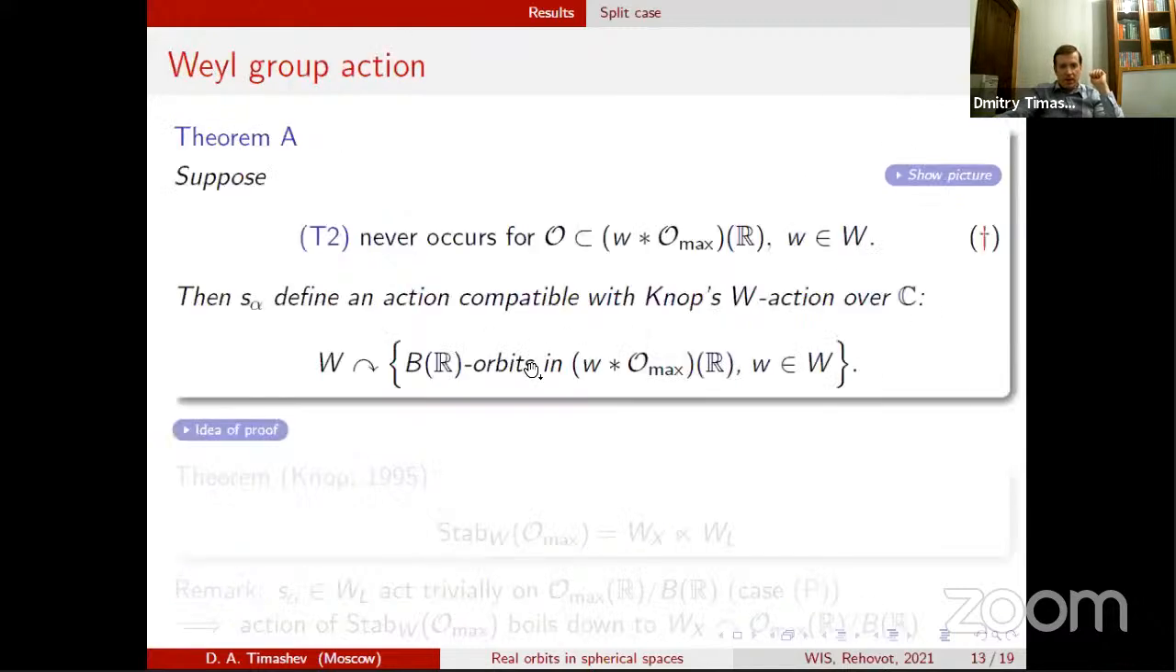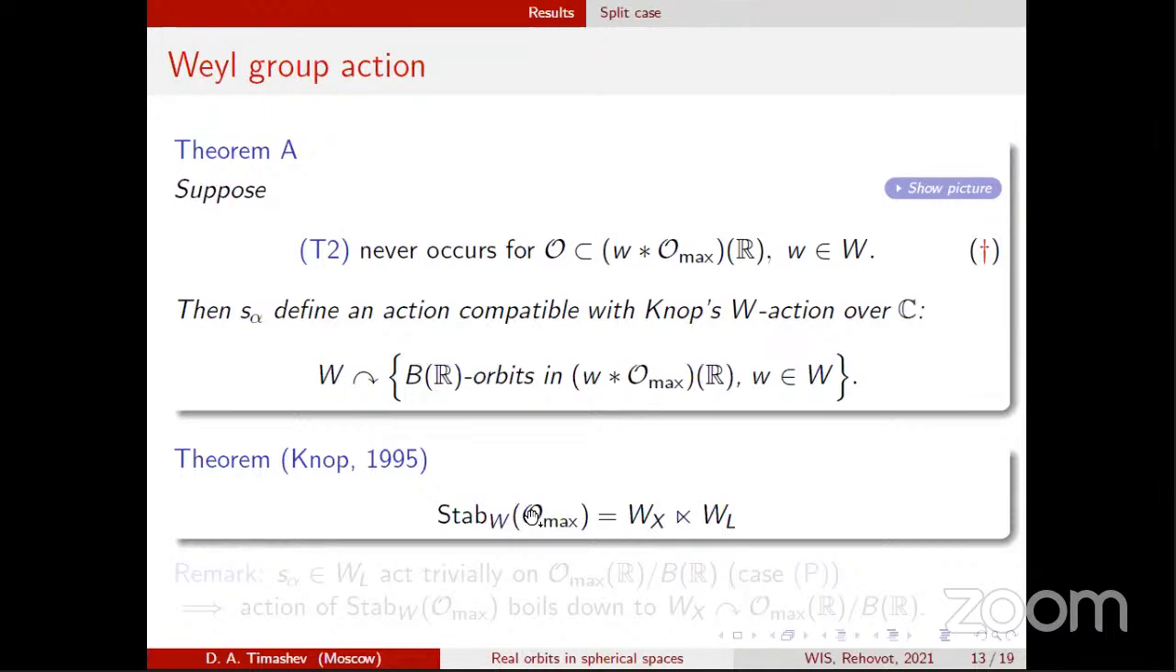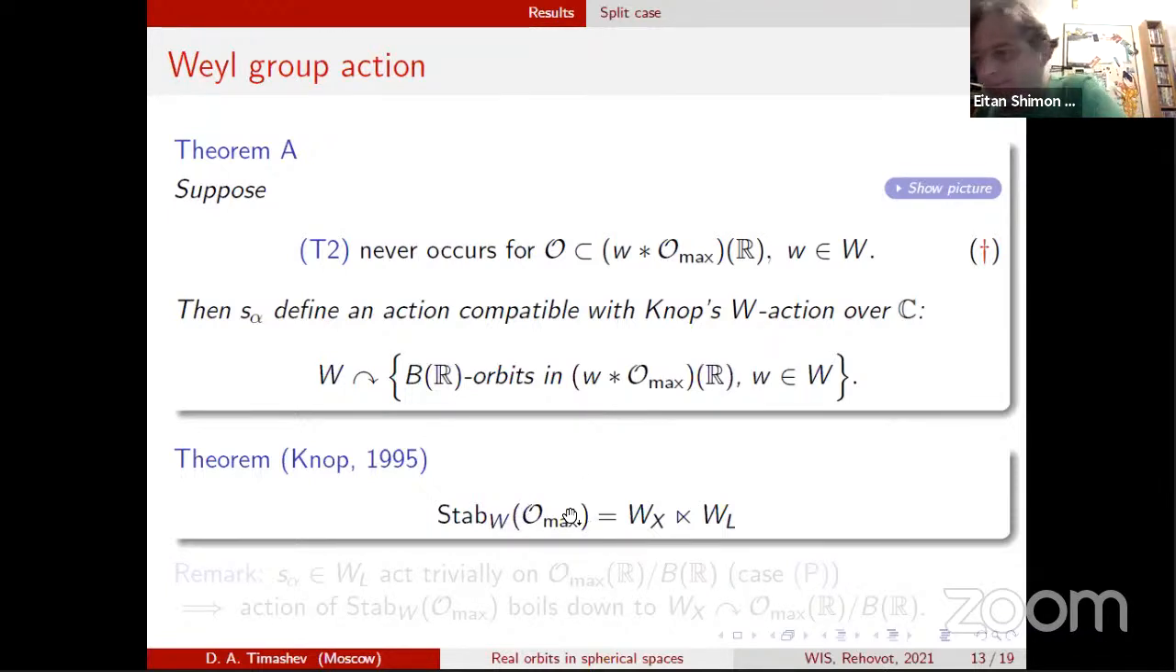Let me come back. Another theorem which was proved by Knop in the same paper is the description of the stabilizer of the open B orbit. This stabilizer is a semi-direct product of the Weyl group of the Levi, denoted as WL, and the little Weyl group of X. I haven't defined it so far, but you may look at this little Weyl group just as a complementary subgroup of this guy in the whole stabilizer.